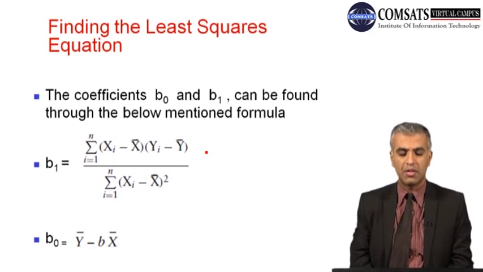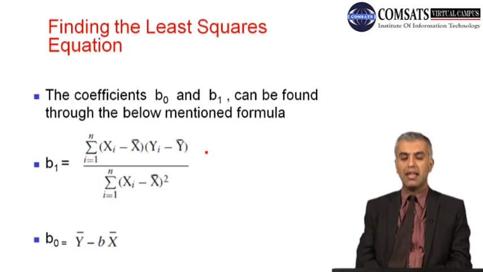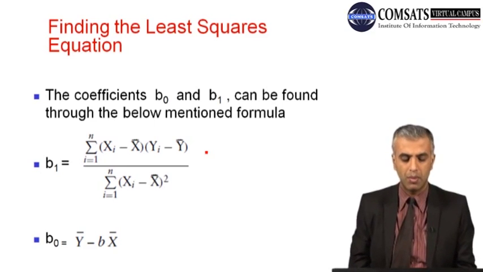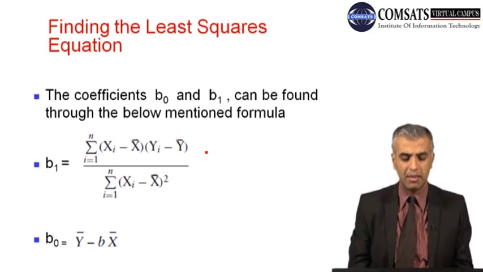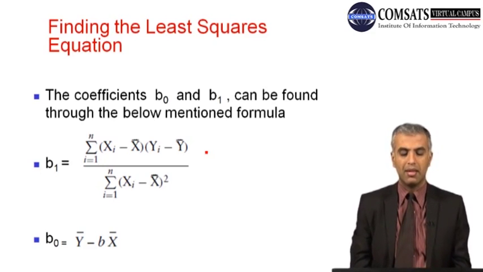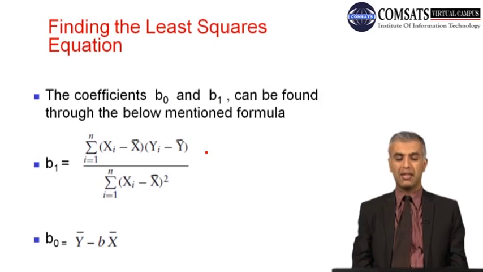So these coefficients B0 and beta 1, which we have discussed before in the previous slide, can be calculated through these formulas which are given, and here you have the formula for both B0 and B1 respectively. You can find them out, and ultimately you can make your regression equation model in this case.